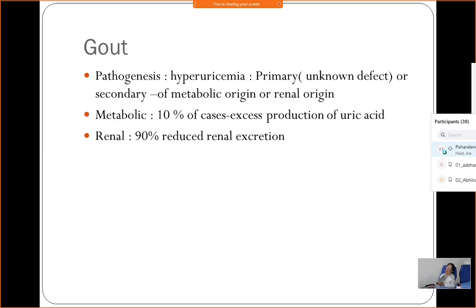Okay, so metabolic is only 10%, where excessive production of uric acid happens. It can be due to patients with, say, excessive proliferation of cells, like in leukemias. They have a risk of developing increased uric acid. But most of the time it is related to renal gout. Why? Because here 90% is related to reduced excretion of uric acid by the kidney. So in 90% of the cases it is a defect in the kidney.